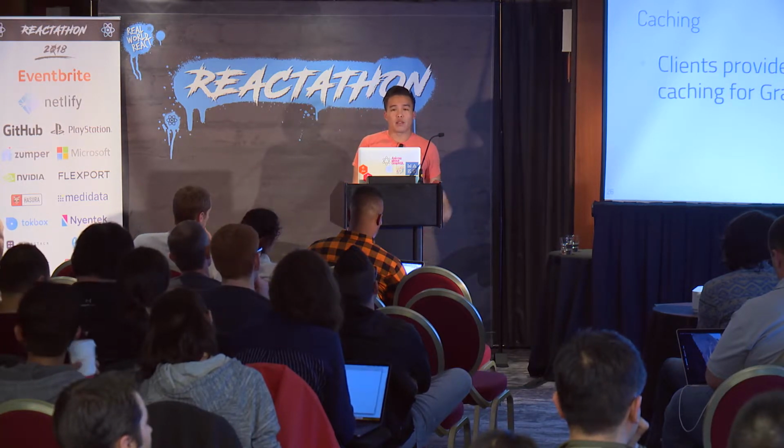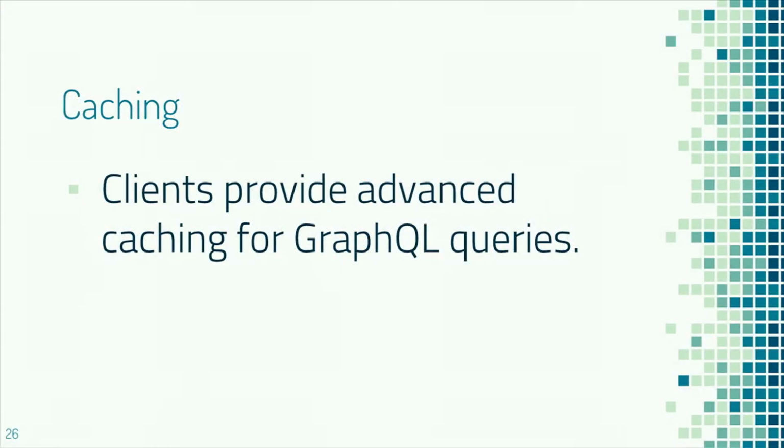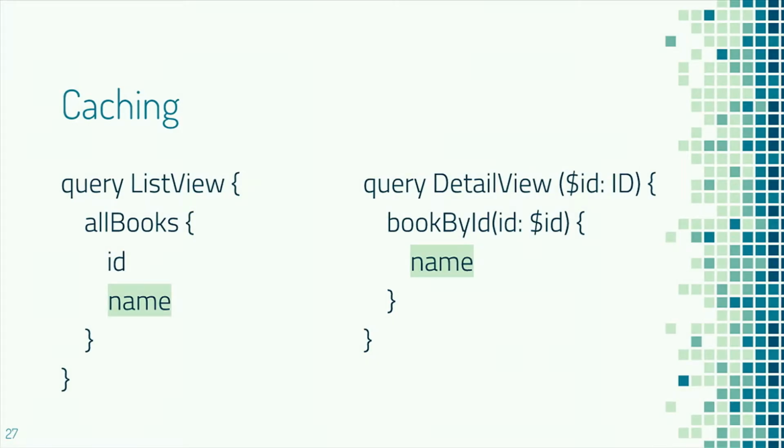So these clients, Apollo in particular, provide really advanced caching for your GraphQL queries. And what I mean is, you've had this same pattern in a lot of applications where you have a list of things. In this case, let's take a list of books. And when you click on one of those books, you go to a detailed page, and that page has the same information that you just came from.